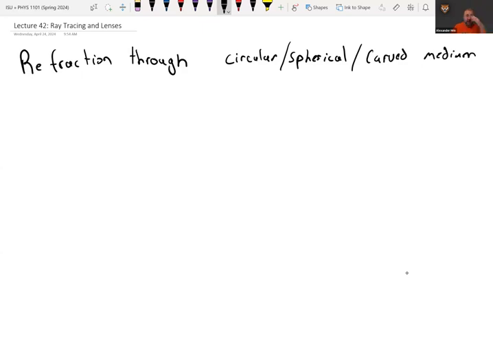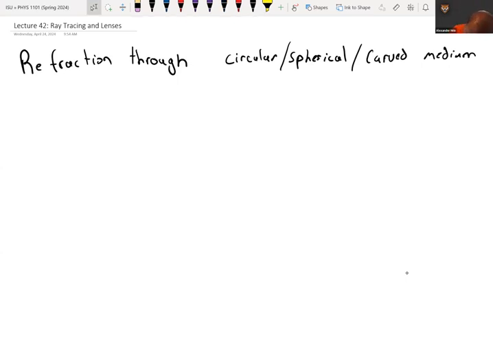So for instance, you can actually get some focusing effect with just a clear 2 liter soda bottle. You can actually get this to work. It's kind of interesting. But in any event, I want to show you what I mean by this.